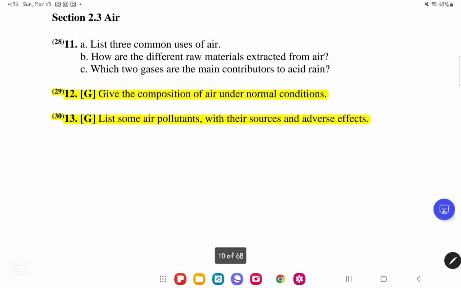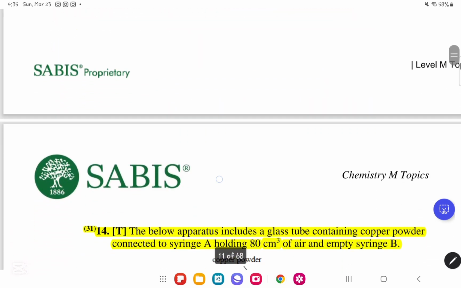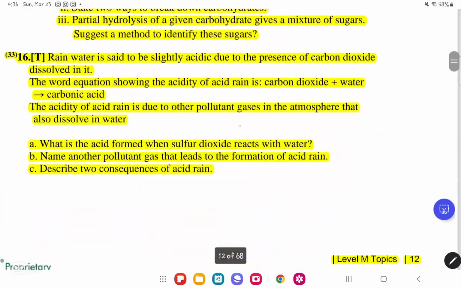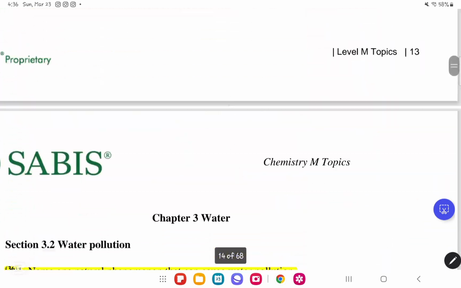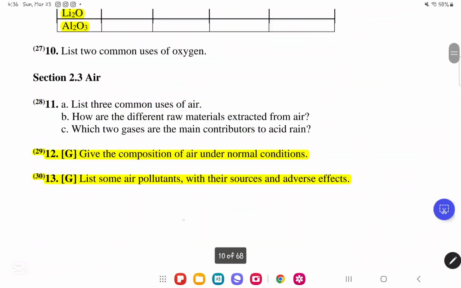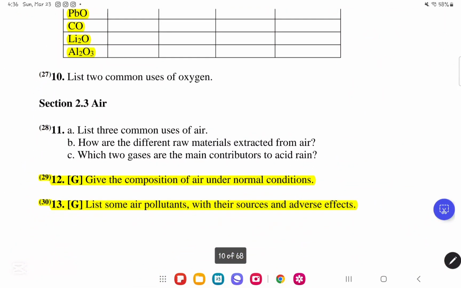Let me check how many questions are left. 1, 2, 3, 4, 5, oh my goodness, 6, 7, 8. Okay, we have 8 questions left. It's not bad, it's fine. Okay, question number 11. List 3 common uses of air. Air is a major source of raw materials such as oxygen, so it's a raw material source.